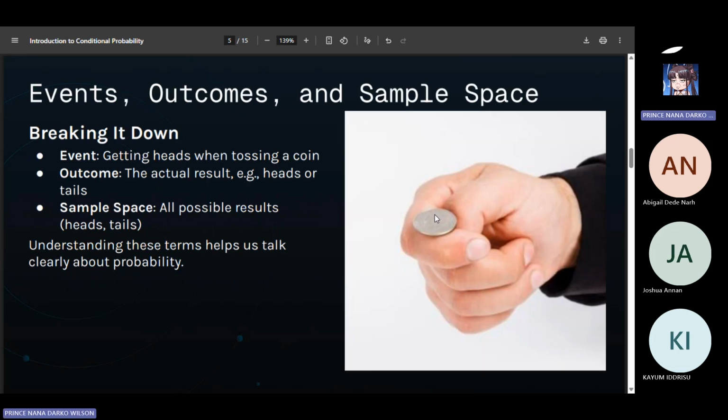Events, outcomes, and sample space. Breaking it down, an event in tossing a coin is either you get a head or a tail. The outcome is the actual result, for example, a head or a tail, and then the sample space is the set of all possible results, in this case, heads, tails. Understanding these terms helps us talk clearly about probability.